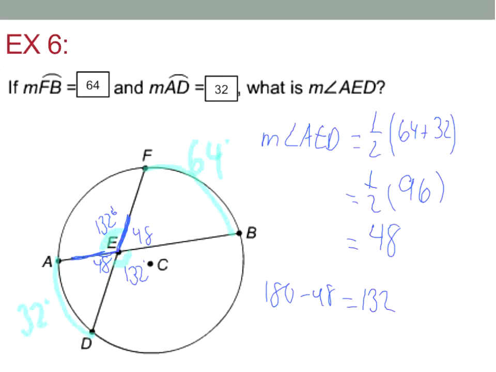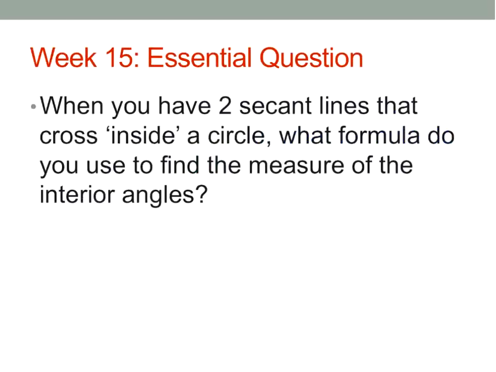Okay, so if you're at home, you guys are going to, if you're in person, we're going to do something on the whiteboard, so hang in there with me for just a moment. And if you're at home, you are going to do a great job of answering this question. When you have two secant lines that cross inside a circle, what formula do you use to find the measure of the interior angles? So if you're at home, thanks for joining me. Go ahead and submit your essential question, and I will see you guys next week.